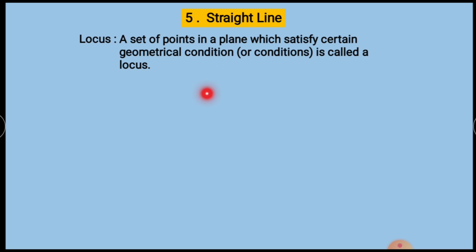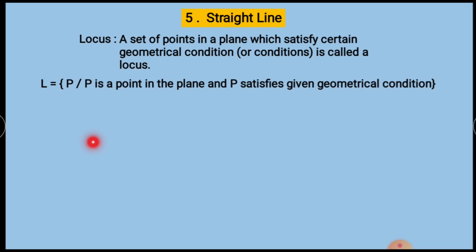That means in short we can say collection of points satisfying some geometrical condition or conditions is a locus. So we write here set of locus generally denoted by capital L. You can use any letter for the set of points. So here for locus we denote the set by capital L. So it is the set of those points. So we write here L is the set of those points.